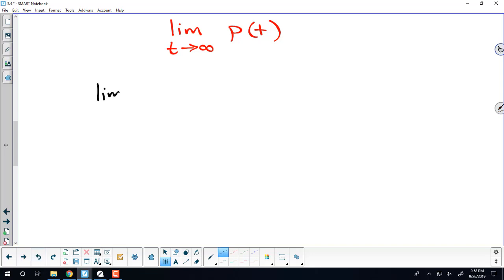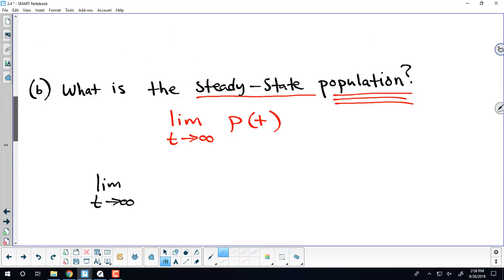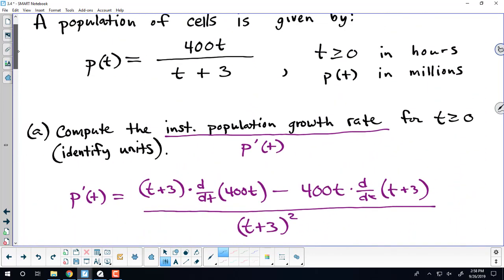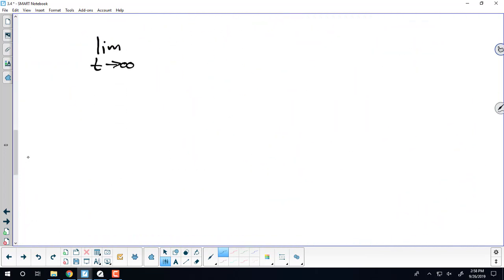We're going to compute the limit as t approaches infinity on our population function, which was this. And what's the limit at infinity on 400t over t plus 3? Infinity? Does anyone disagree? I disagree. I think it's 400, isn't it? Is it 400 or is it infinity?